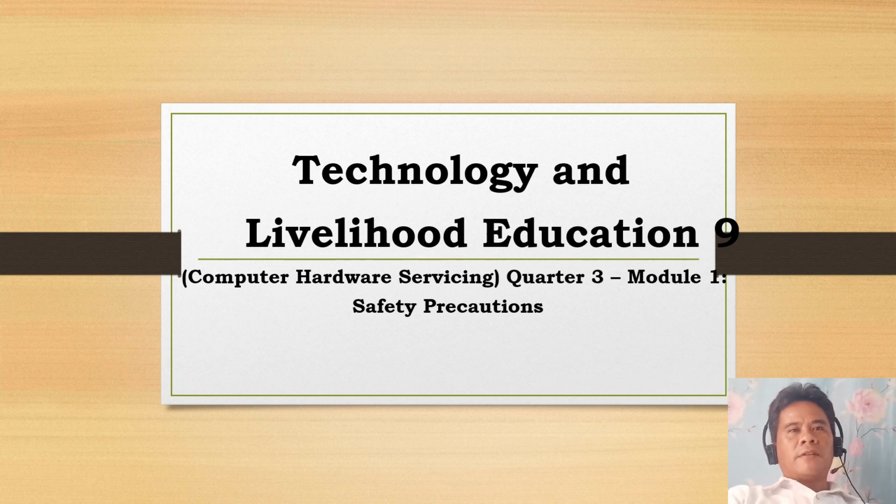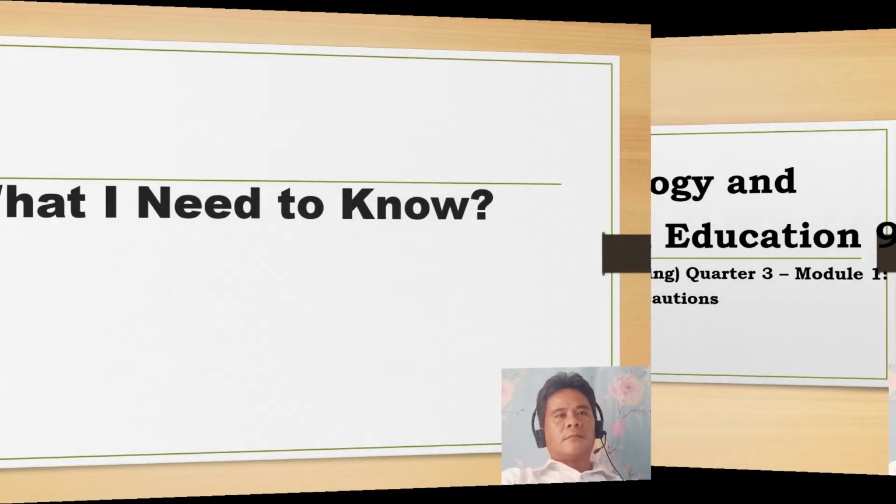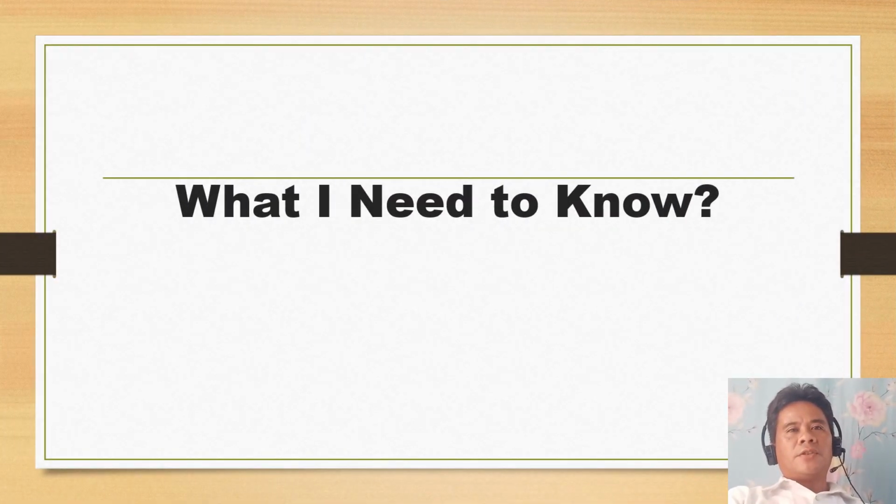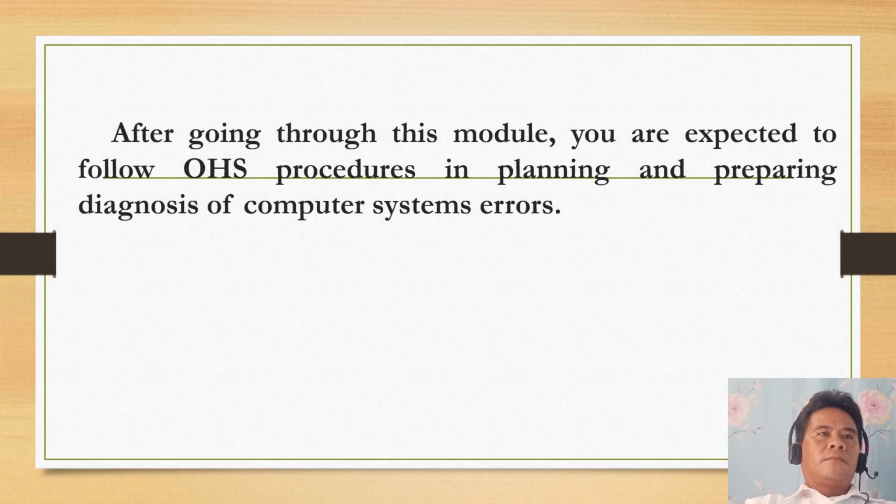So we are now in the third quarter, Module 1, with the title, Safety Precautions. So what you need to know in this topic. After going through this module, you are expected to follow OHS procedure in planning and preparing diagnosis of computer system errors.